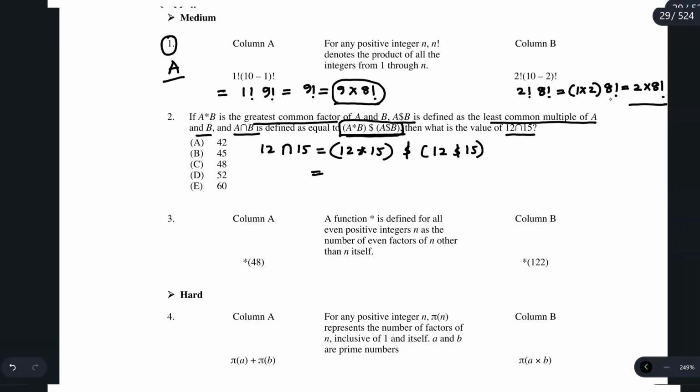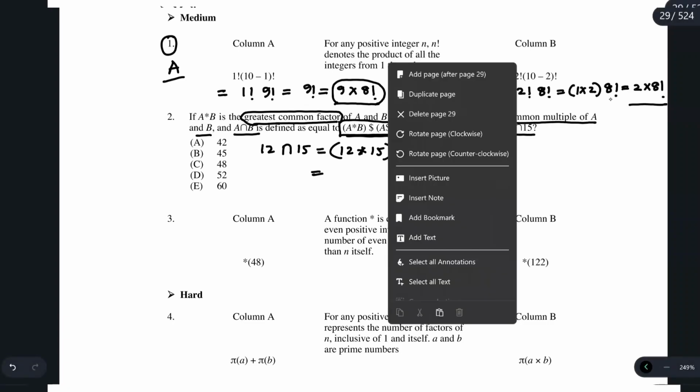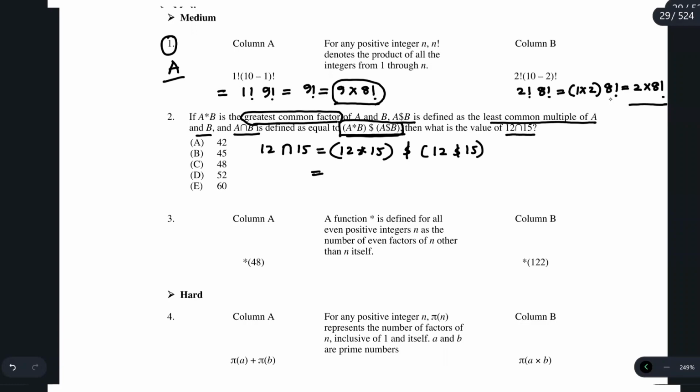Now, from the asterisk part, we know that the asterisk is given as the greatest common factor. Now, if we try to figure out the greatest common factor between 12 and 15, it will most likely be 3, because 3 can go into 12, and 3 can go into 15. But if we consider 5 or 6, 5 can go into 15 but not into 12, and 6 can go into 12 but not into 15. So the value for 12 asterisk 15 should be 3, then this $ sign.